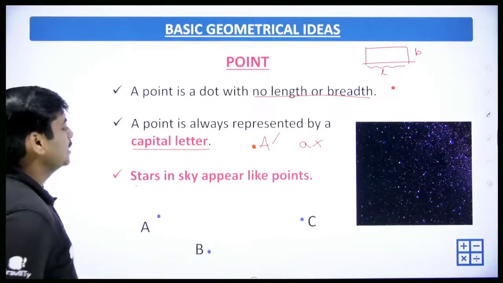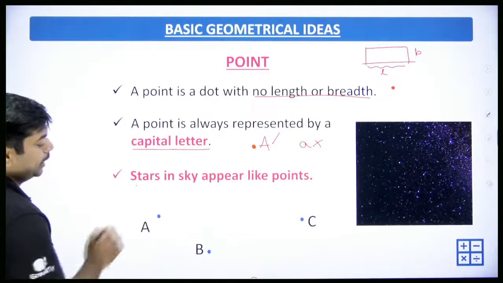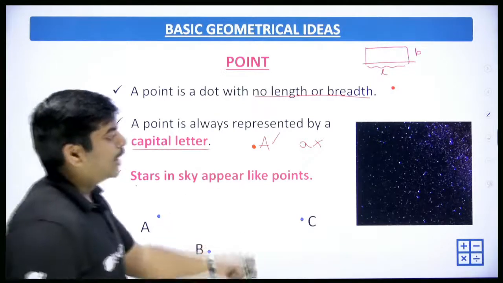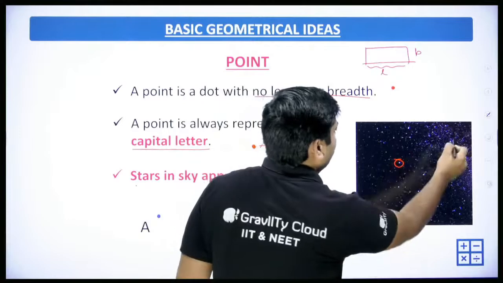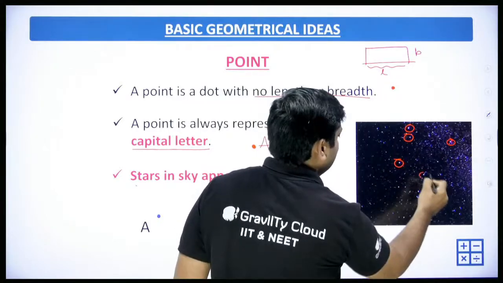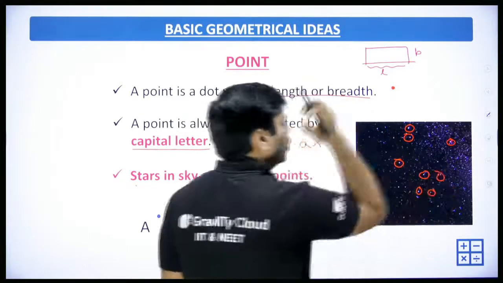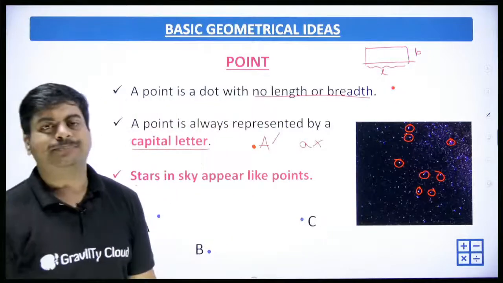Okay. So stars in the sky appear like points. This is a point A, this is a point B, this is a point C. You can have so many points: point A, point B, point C, point D, E, F, G, H. So many points are there in that, correct?